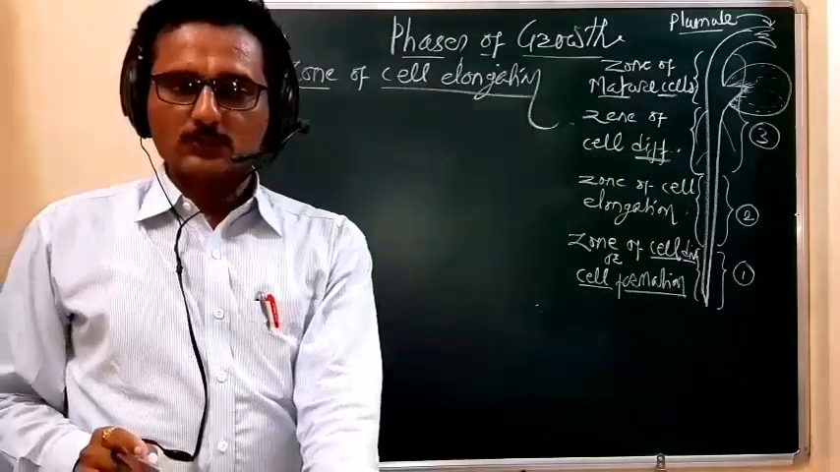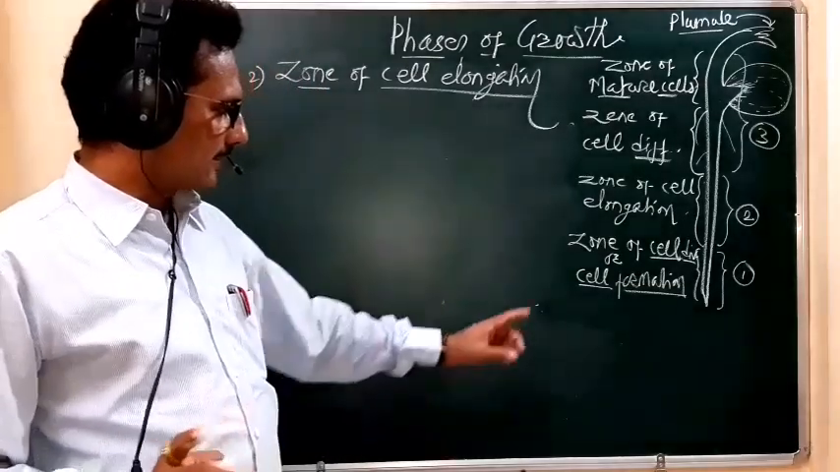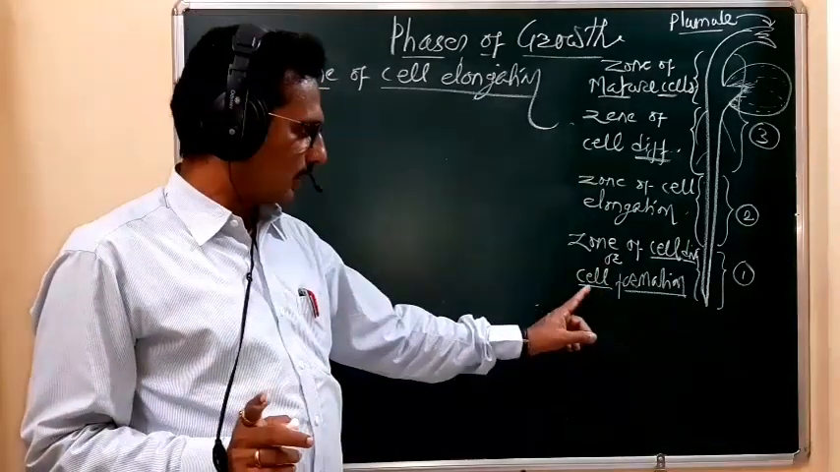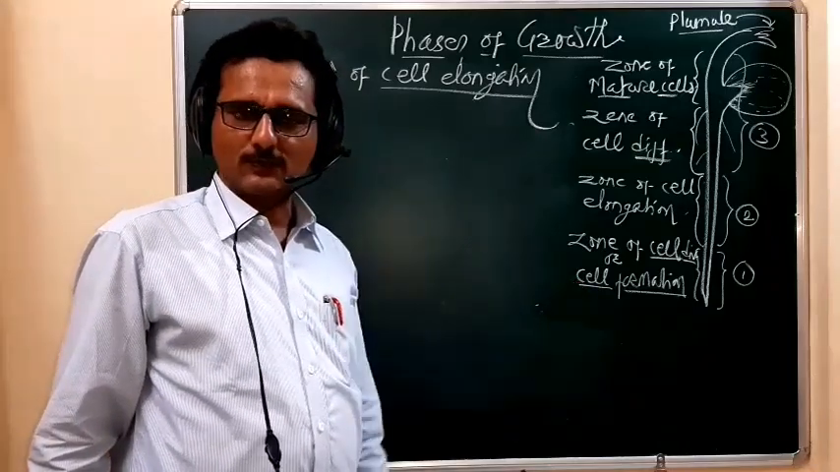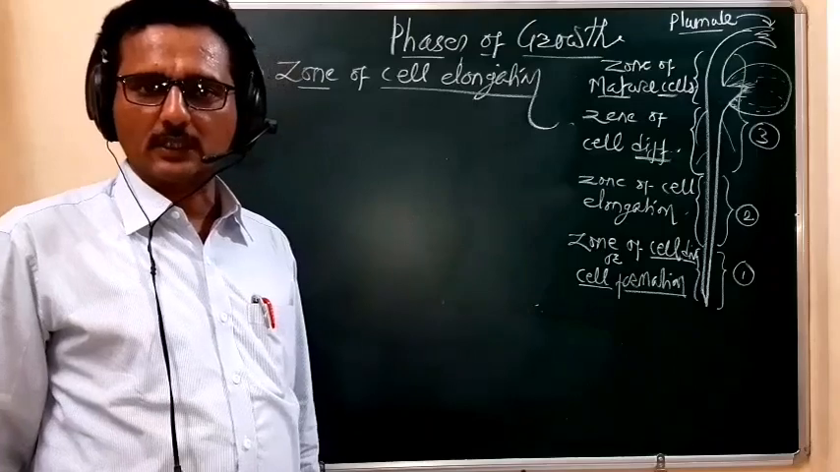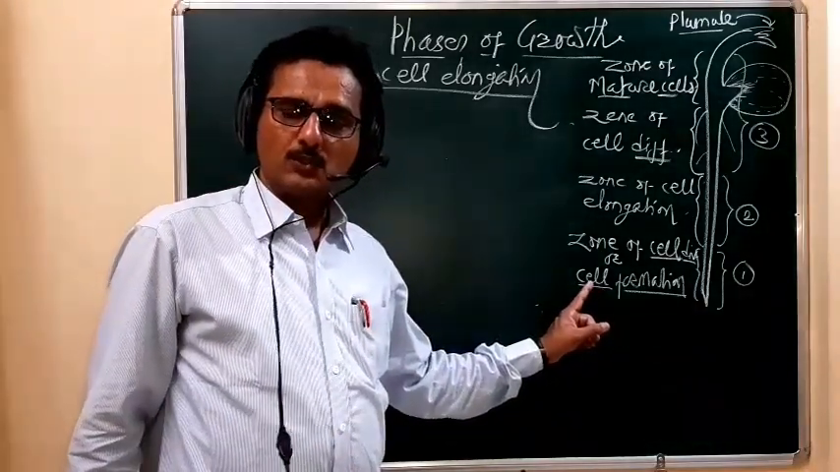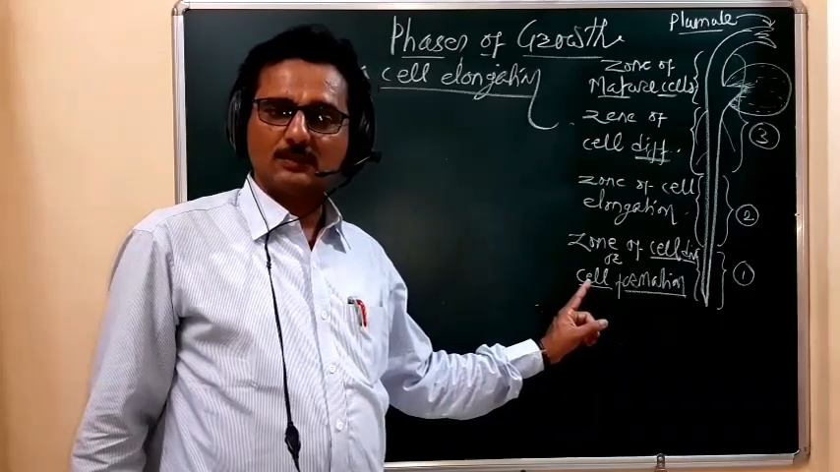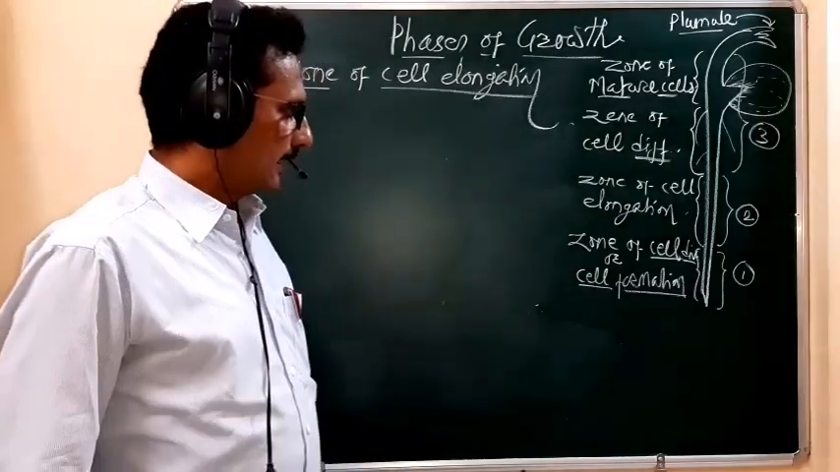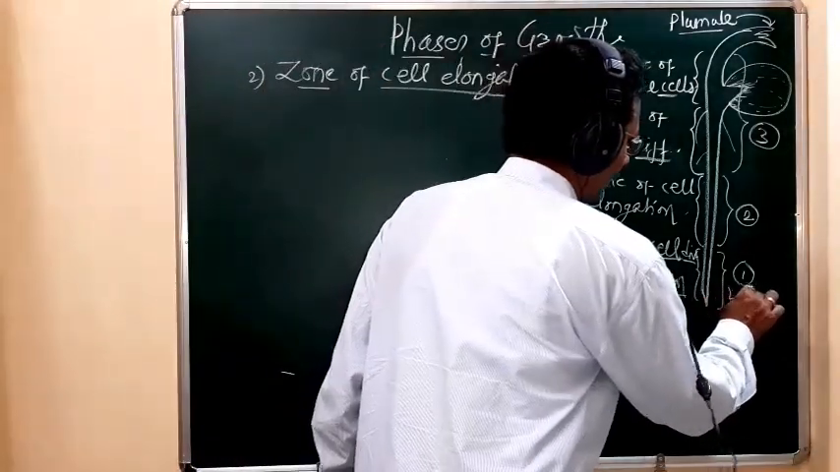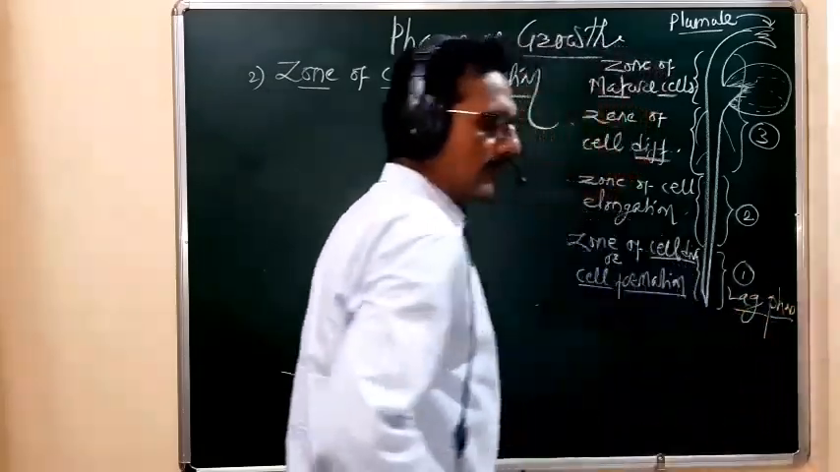But before that, student, one more thing remains, that is the zone of cell division or the zone of cell formation. In this, what we conclude is that the growth is minimum, but it shows the maximum time requirement. So this phase is also called the lag phase.